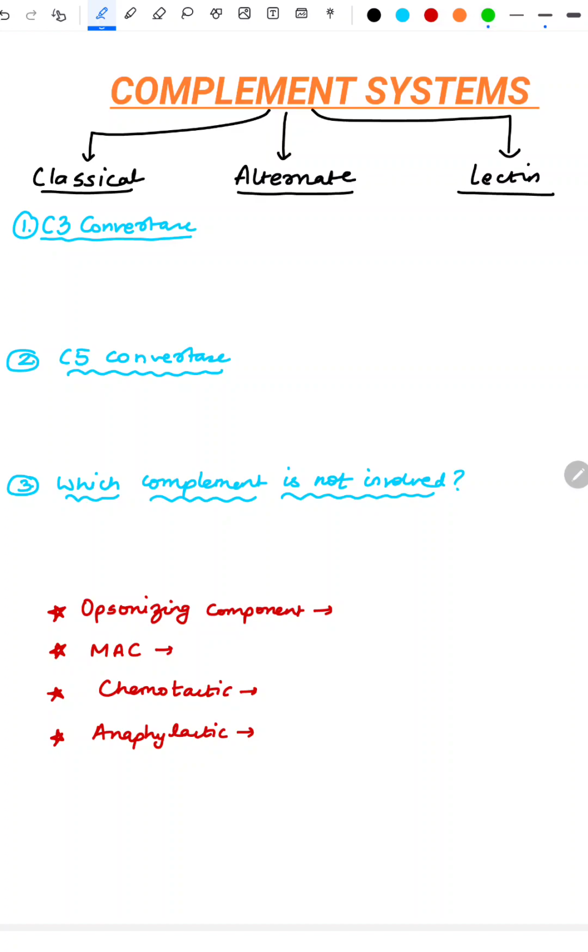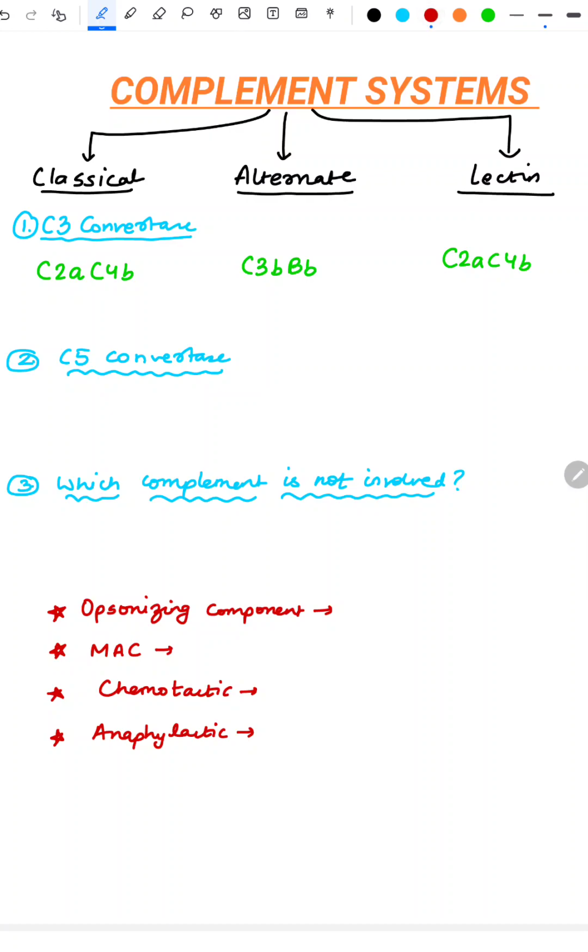In the classical pathway, if you have already seen the last video, you must be well briefed on what the C3 convertase is in the classical pathway. It is C4b2a. The same is true for the lectin pathway, it is C4b2a, but in the alternate pathway the C3 convertase is C3bBb. Make sure to revise it along with this video.